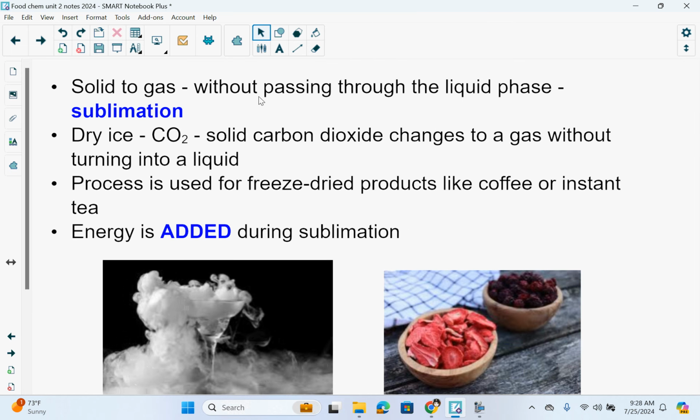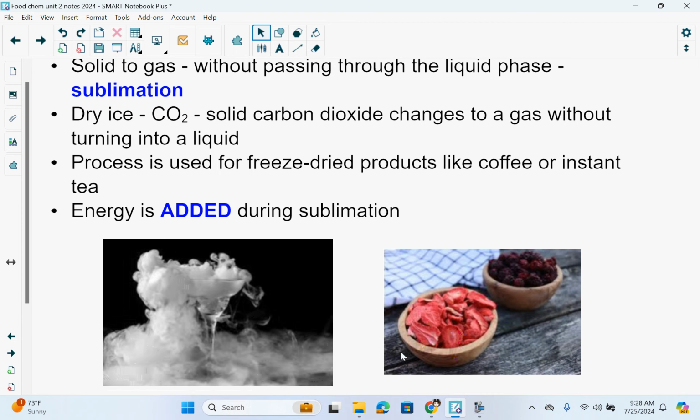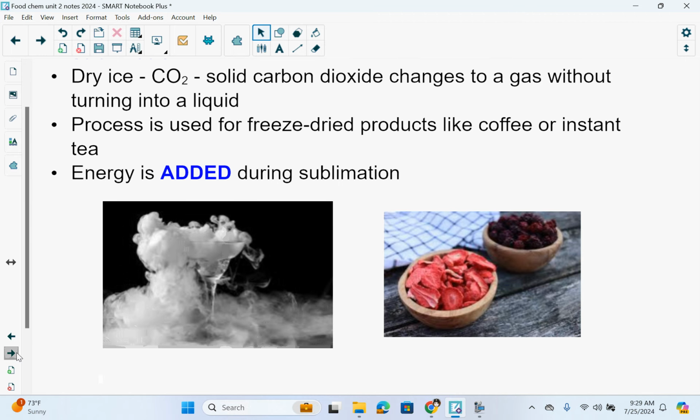Solid to a gas without passing through the liquid phase is sublimation. This would be dry ice or solid carbon dioxide. So the solid right here would change to a gas without turning into a liquid, and that solid is not something you'd want to touch. It actually would burn you. This process is used for freeze-dried products like instant coffee or instant tea, right? You can see like the dry strawberries here. That's often added in cereal. Energy is added during sublimation.